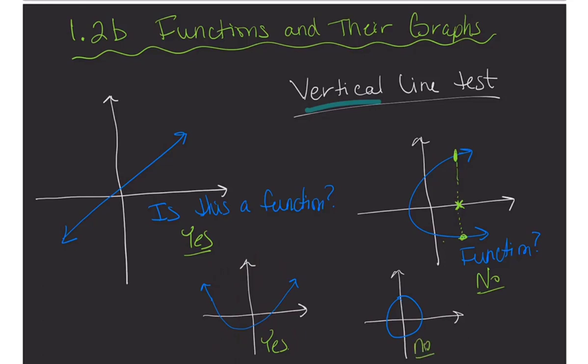A circle is not a function because when I go through, at this point, I'm going to hit the graph twice. Granted, I might go through here and only hit it once, but it has to pass the vertical line test at any point, and there are numerous places where I'm touching it twice. So that's how we look at graphs, and we can determine if it is a function or not.